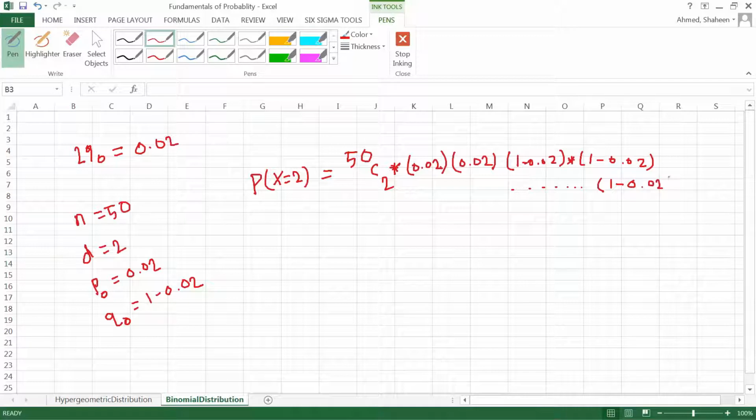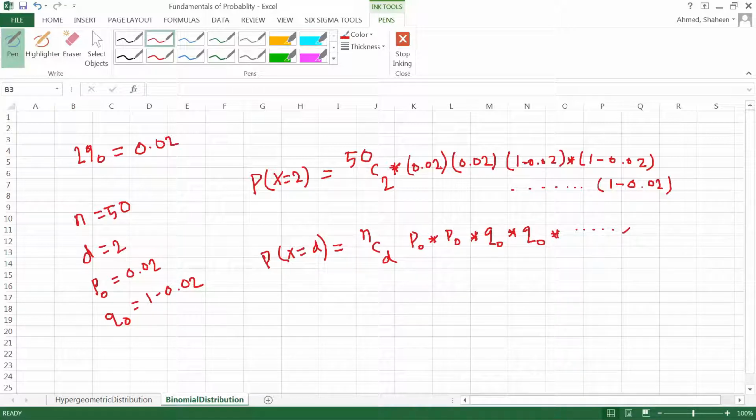Now if I use this notation here to have a generalized formula, I can write P(x equals d), small d being the number of defectives, and then I can replace this 50 with sample size n, C, d instead of 2, and then these numbers I can say P0 times P0 and so on, and this is my Q0, so times Q0 times Q0, and then I have 48 of those Q0s.